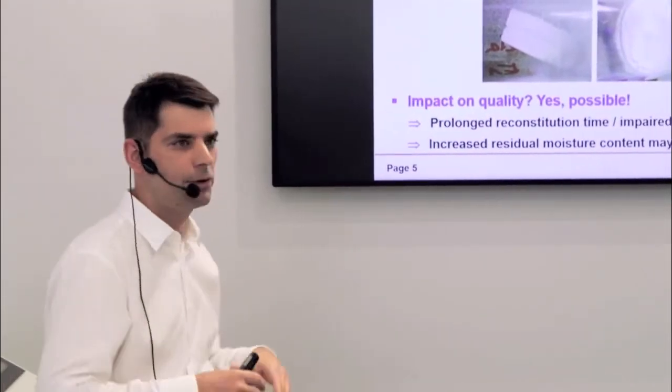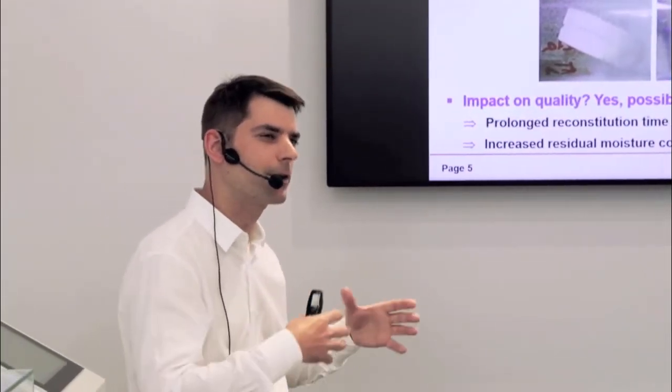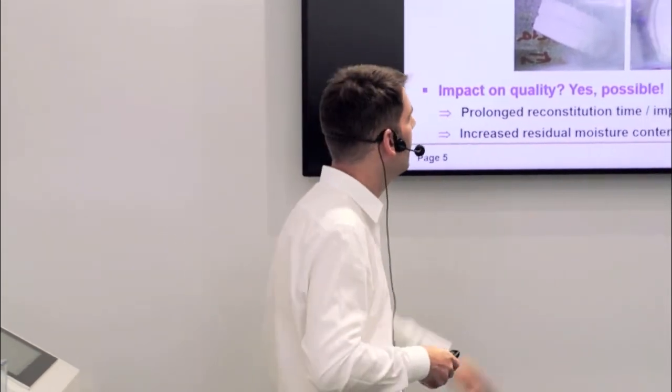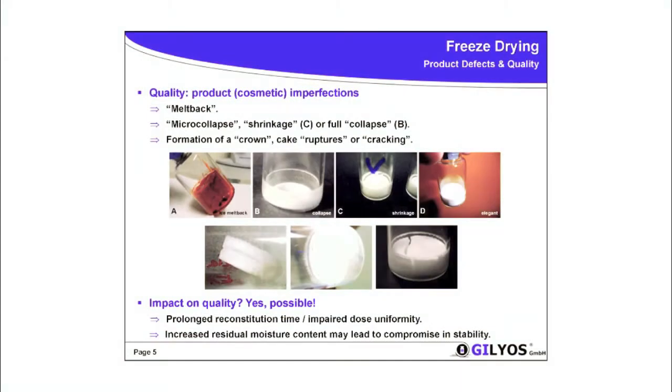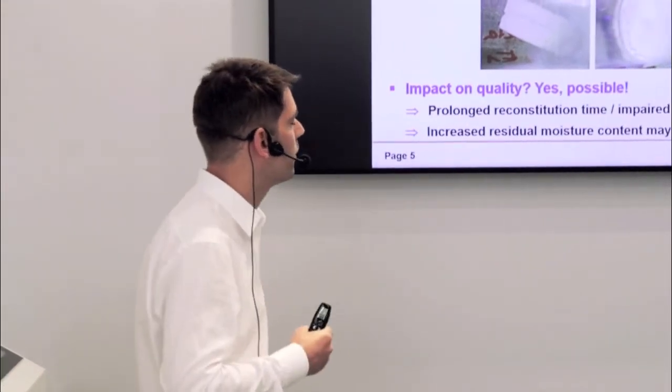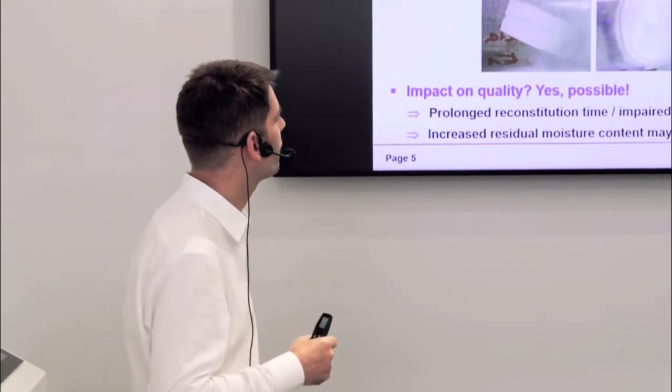More frequently, you will see micro collapse effect, shrinkage effects, or even collapse effect, collapse products. Here in this picture B, it's a collapse cake. It's not really a cake anymore. It's just very highly viscous product which sticks to the bottom of the vial, and it's tremendous effort to get this reconstituted. Even stability is questionable after a certain period of time.